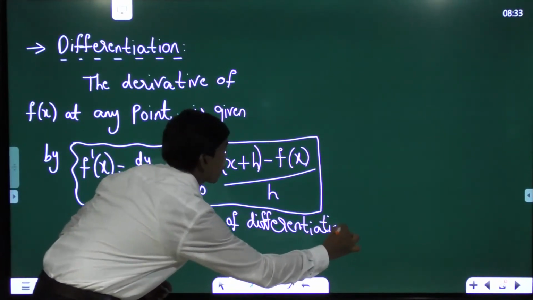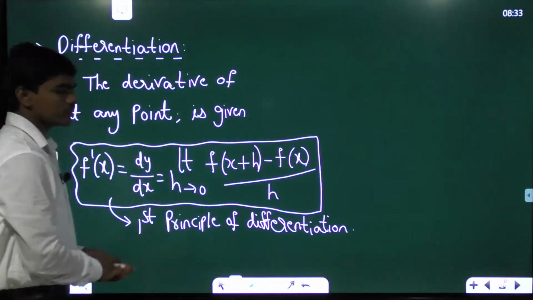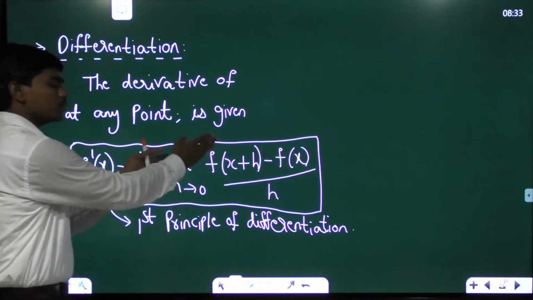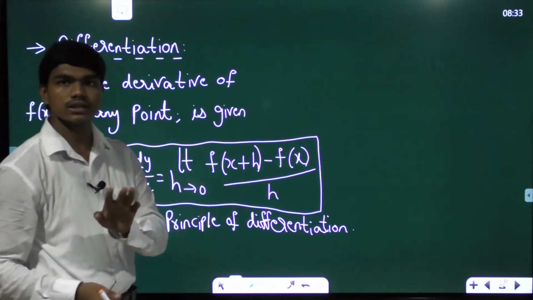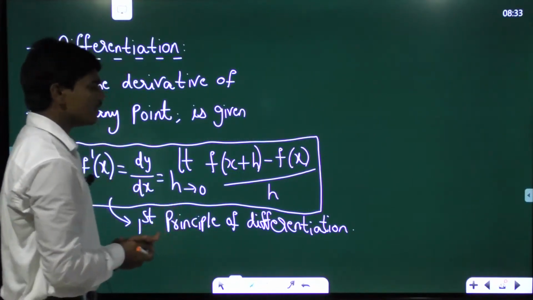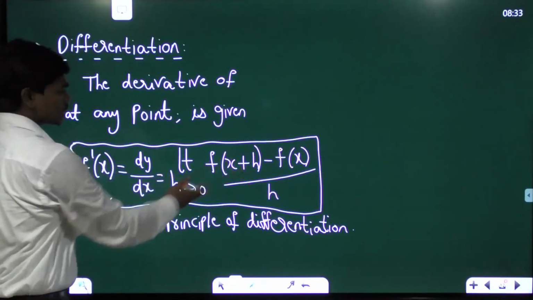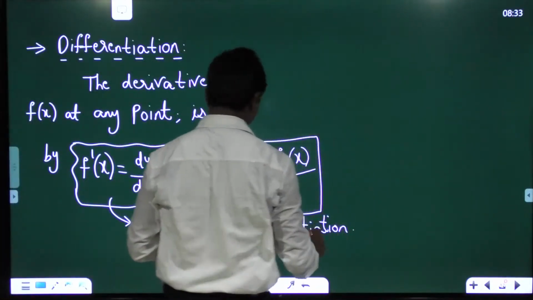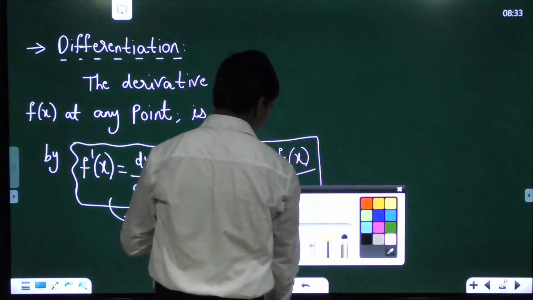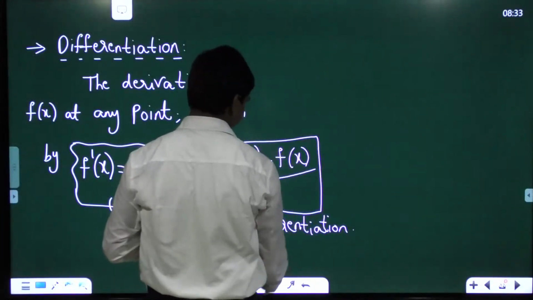It is called the first principle of differentiation because with the help of this limit, we can evaluate the derivative of any function as long as the function is continuous. So now let us see how this formulation came about. Let me enlarge this and write it here in the beginning.